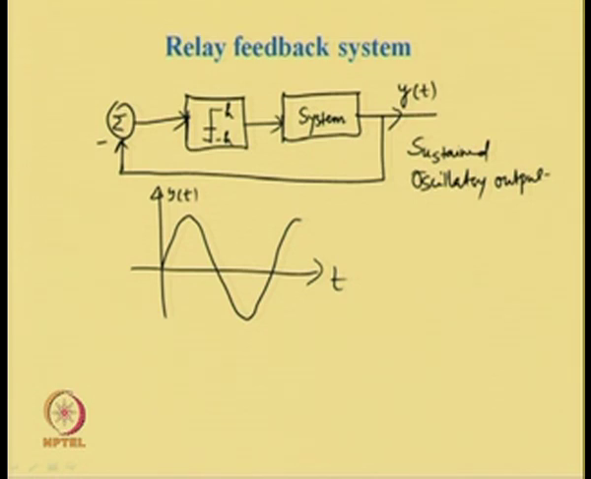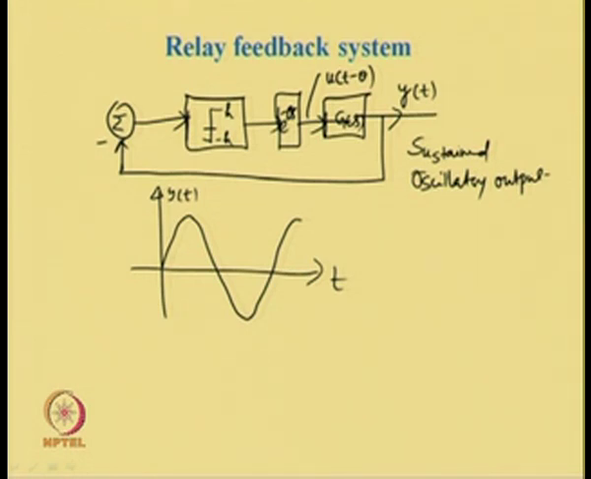Now, when the system is subjected to time delay, then the system can be divided into two parts, one with the delay and the other part with the delay free part. Then the input to the system can be a delayed input, in which case the time delay e to the power minus theta s gives a delayed input to the system, u(t minus theta). How can we show the u(t minus theta)?